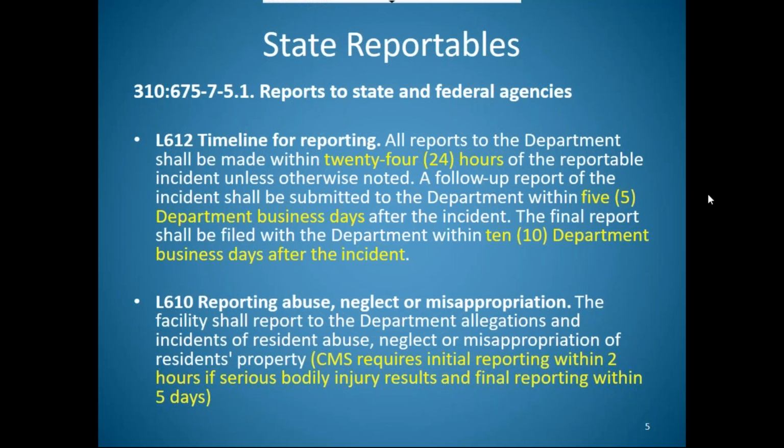L610 talks about reporting abuse, neglect, or misappropriation. This tag pretty much mimics or mirrors the CMS tag. And because CMS is more stringent in their reporting requirements, any facility that is a CMS participating facility will need to follow the CMS requirements, and those require the reporting within 2 hours of serious bodily injury, and the final report has to be done within 5 days. So that is one of the examples of when it is otherwise noted.